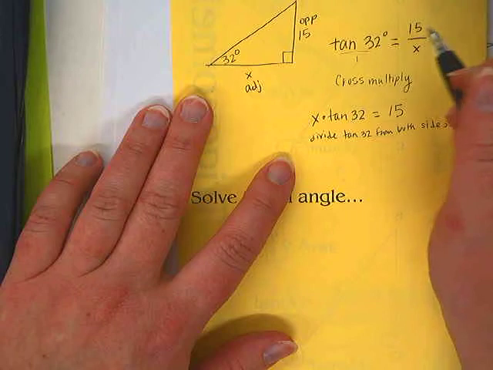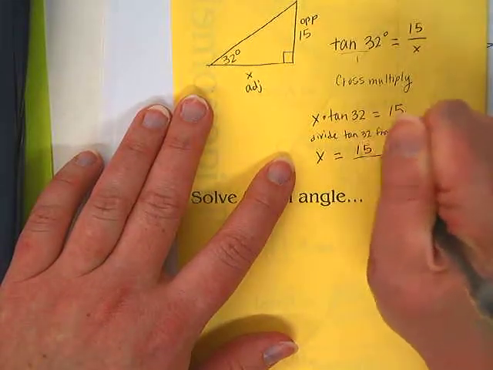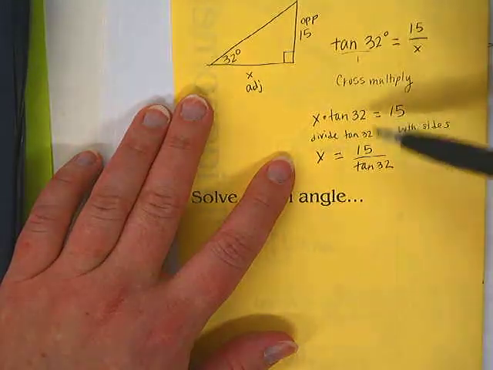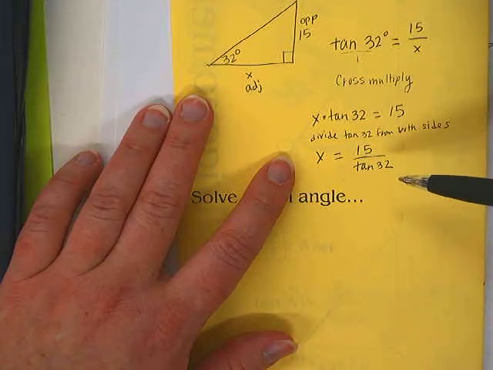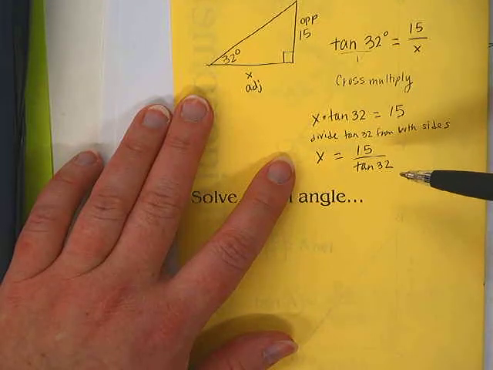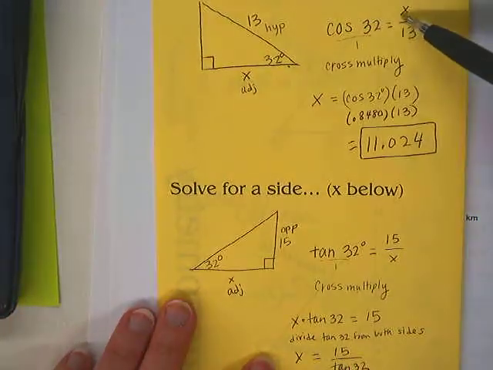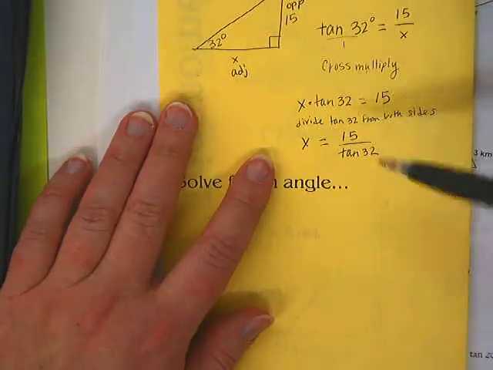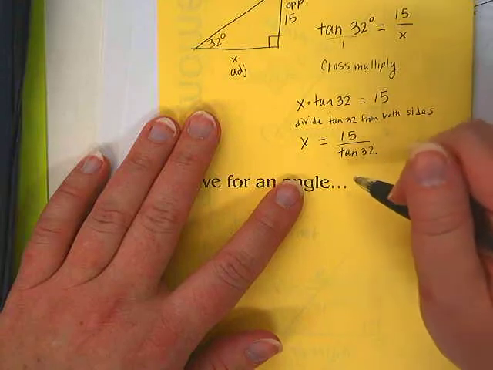So when we divide this side by the tangent of 32, it will cancel out, correct? So we get x equals 15 divided by the tangent of 32 because we divided on both sides. It cancels off of that side, and then it divides on this side instead. So basically when you're solving x on the top of the fraction, you multiply. But when you're solving for x on the bottom of the fraction, you divide.